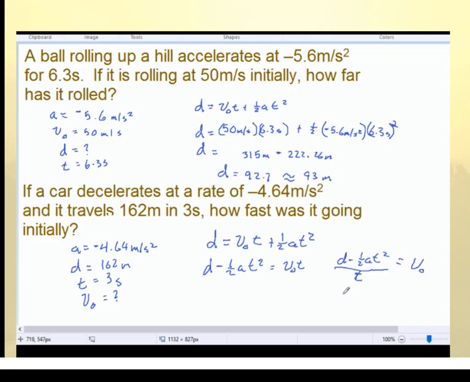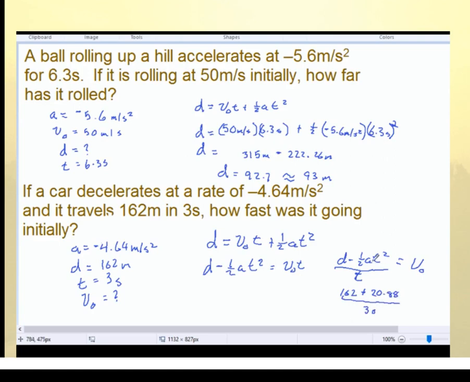All right, so what do we got? Our distance was 162 minus, and since our acceleration is going to be negative as well, a minus is going to be a plus. So plus 20.88 divided by 3 seconds.